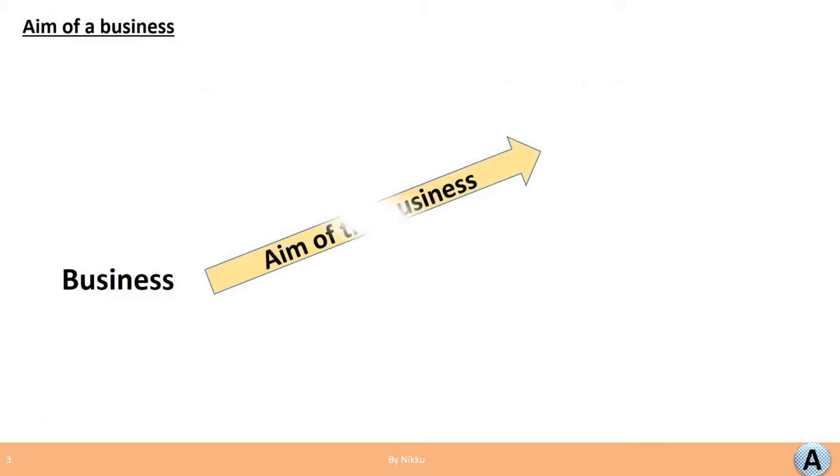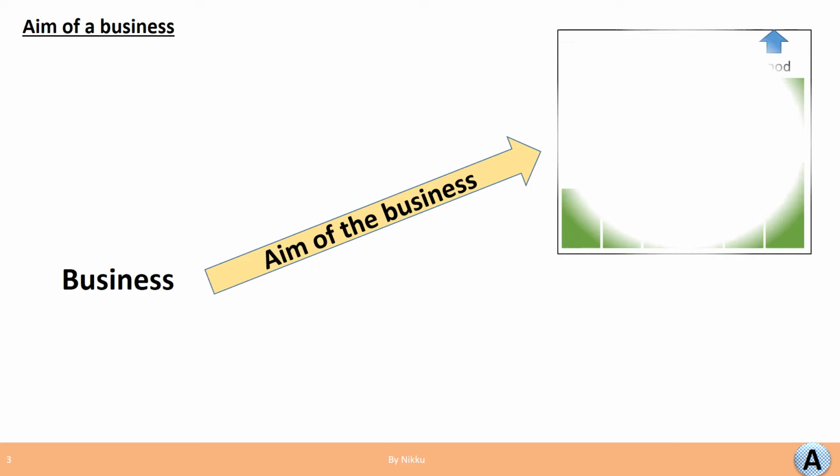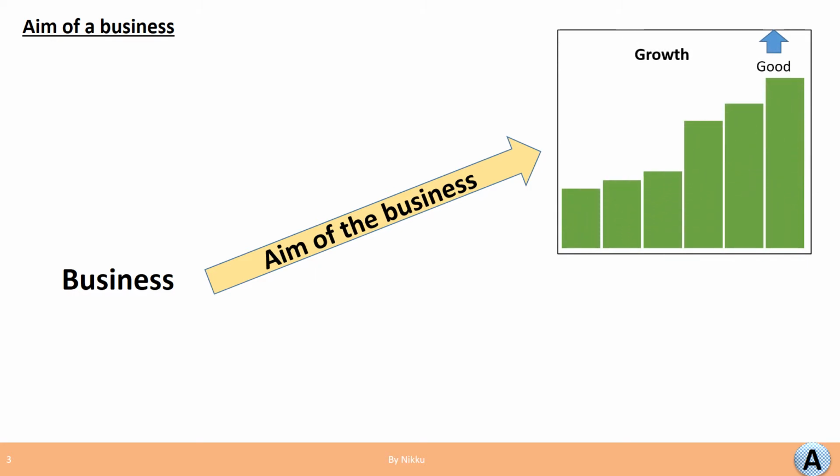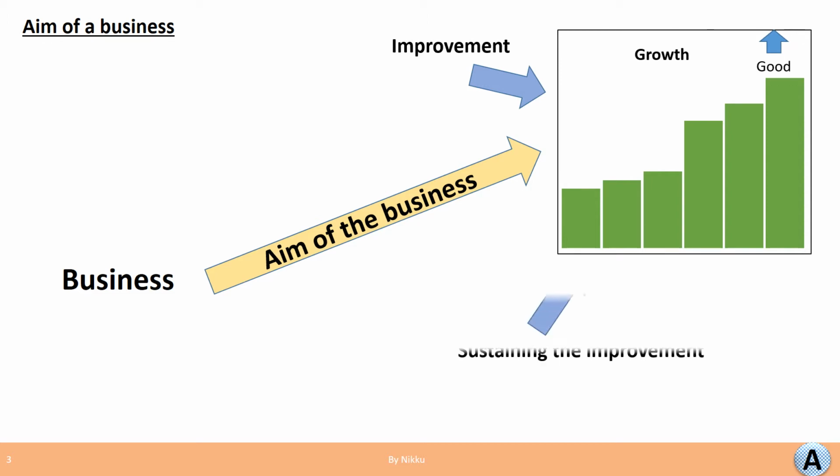Friends, what is the aim of any business? Any business wants growth. Growth in terms of sales revenue, profitability, customer satisfaction, and all other areas where the business is looking to improve. For growth, what is important? Continuous improvement. So, do the improvement continuously, and also sustain the improvement. That means whatever level of improvement is achieved, retain it.